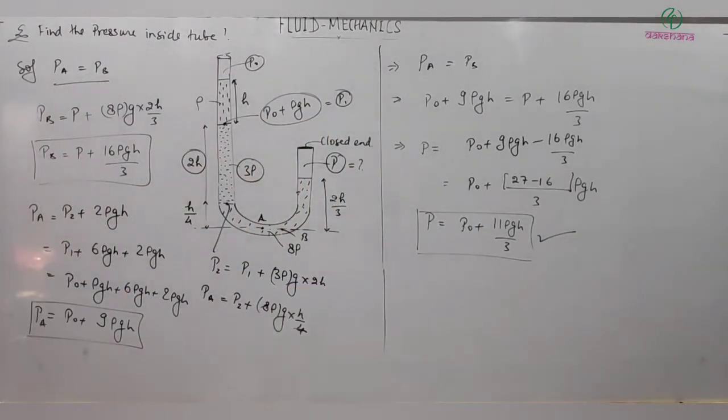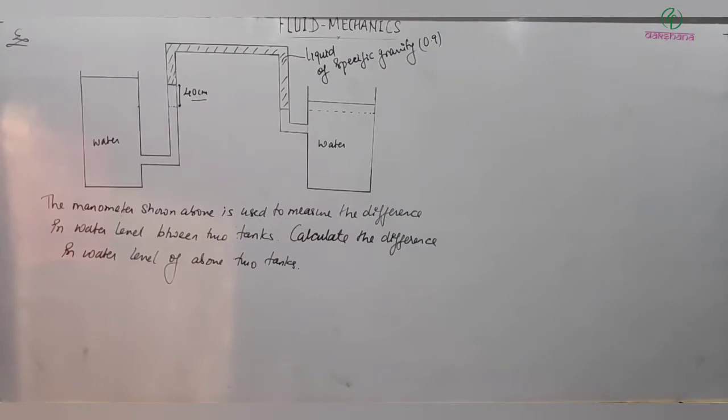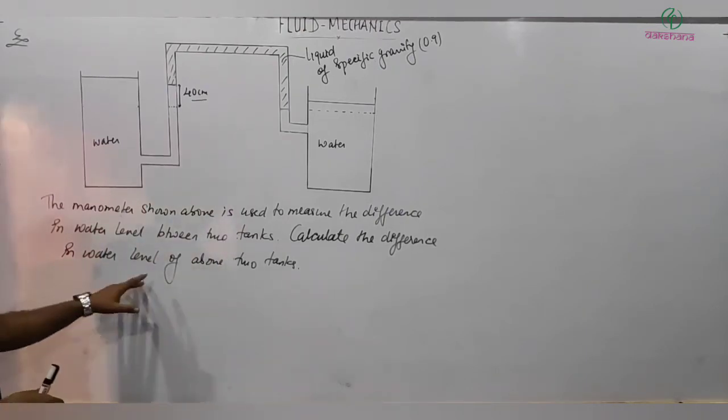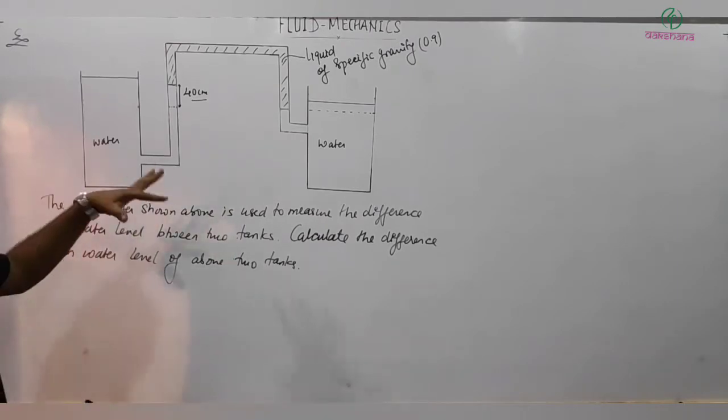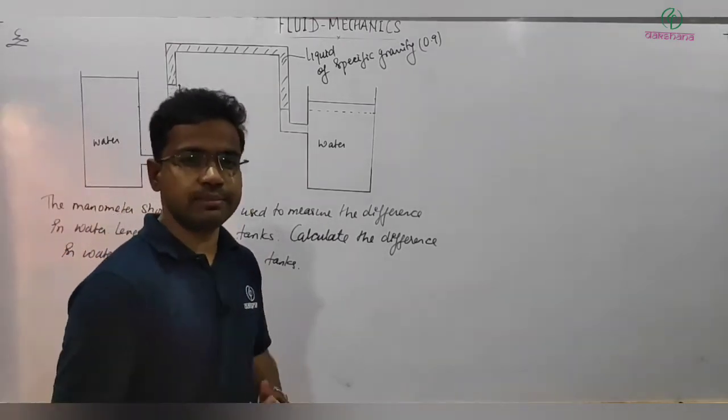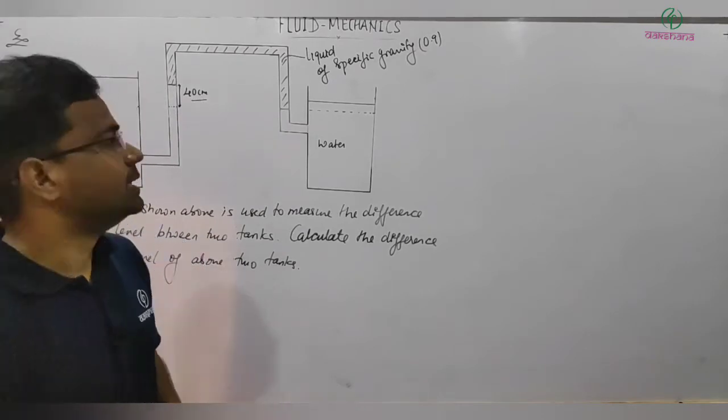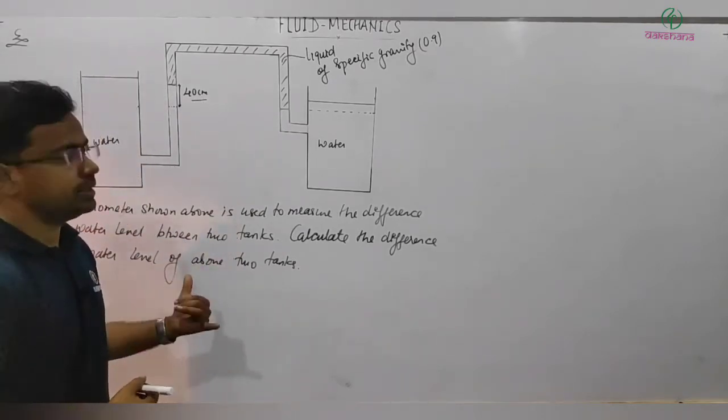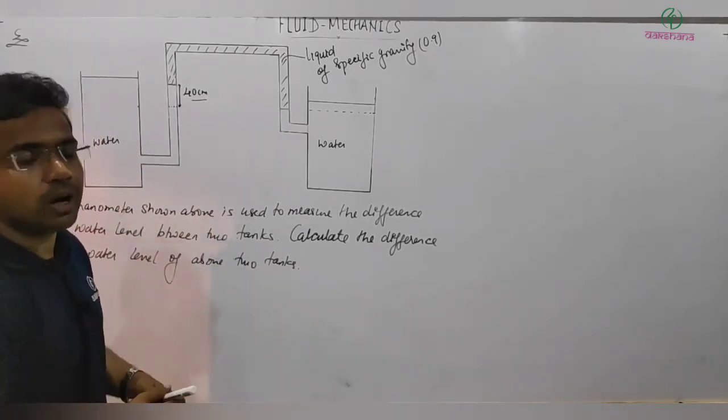Let's see more examples. Okay, we have the next problem here. The manometer shown above is used to measure the difference in water level between two tanks, and calculate this difference in water level of the above two tanks. So this is the setup. Sometimes this type of problem appears a little bit confusing. There are two ways you can approach here. Let me tell you how exactly.